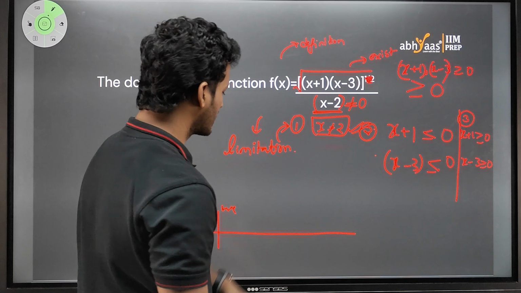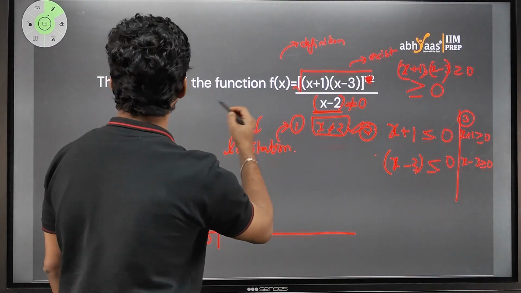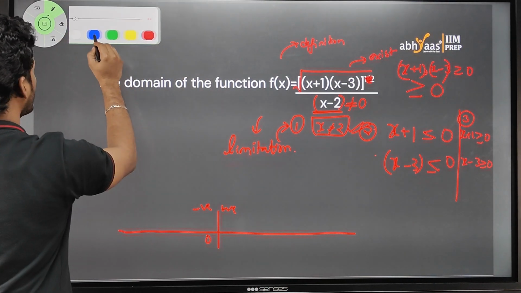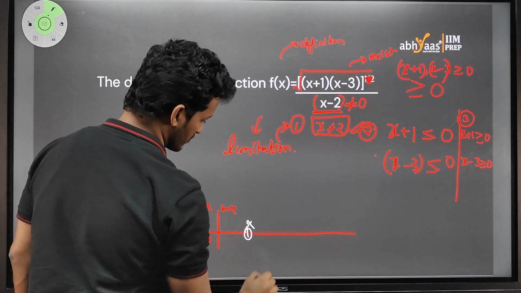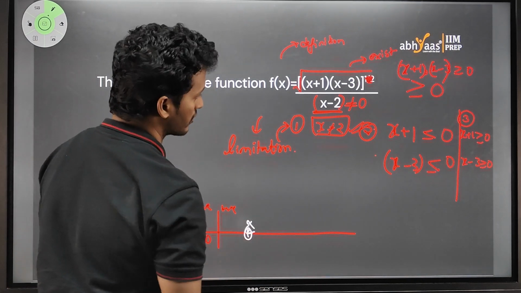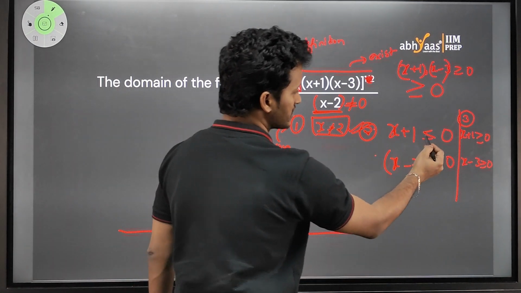I have to see the critical points. What has to be included? Sorry, excluded. 2 has to be excluded, right? Isn't it? So I am excluding 2. This is 2. Okay, 2 is excluded. And what is there for this one?